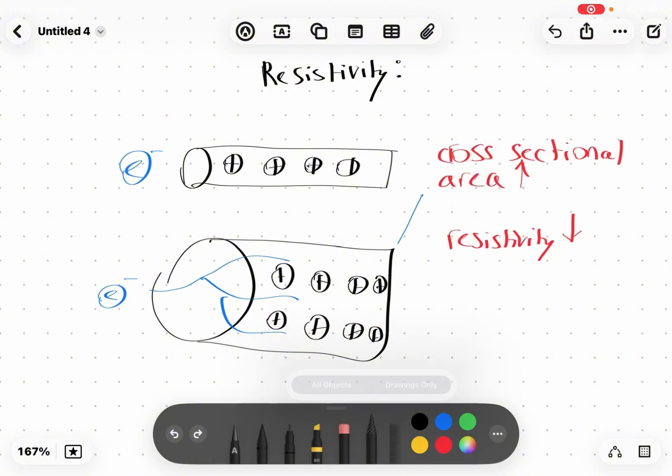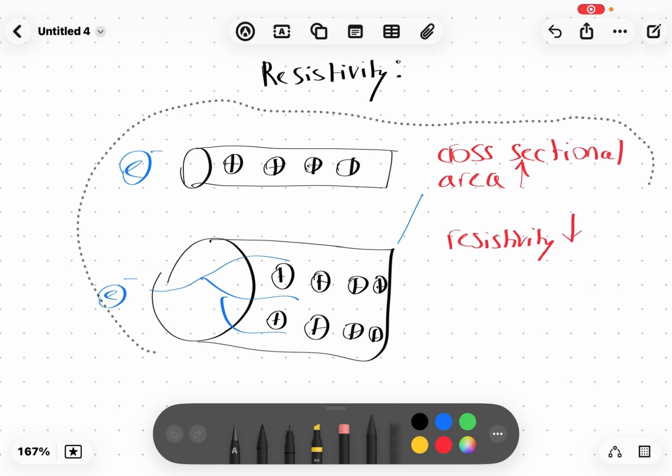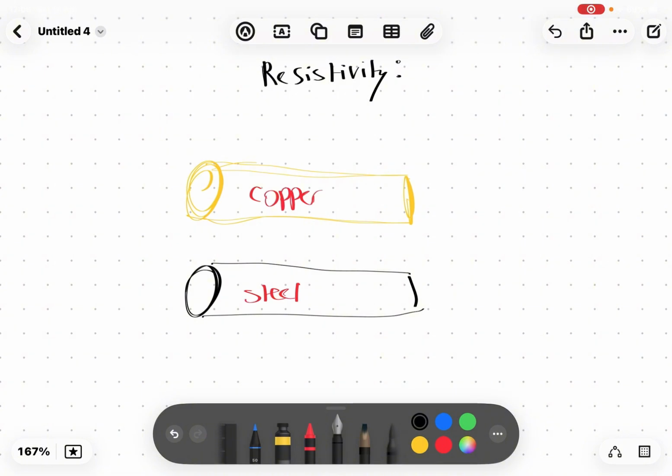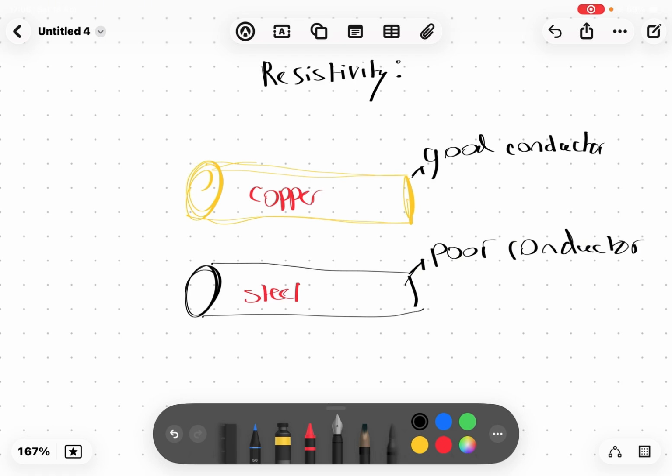However, it's not all about the size and the shape. It's also about the material itself. So we have two examples: copper and steel. Copper is a good conductor. It has very low resistivity, and steel is a poor conductor.